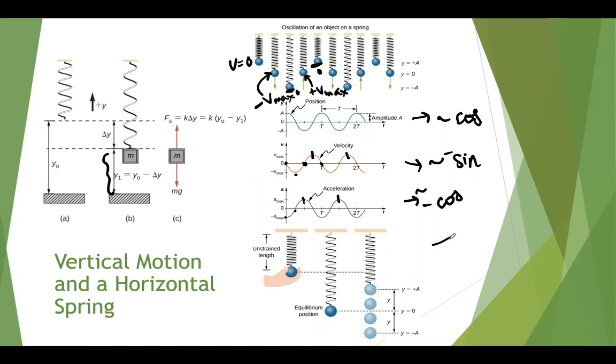And then this is just another figure showing the unstretched length and the equilibrium position, and then all the way down to the minimum here. Remember that the equilibrium position is basically where it's at rest. I try to think of it as the most comfortable position, wherever that system doesn't have to do a lot of work.